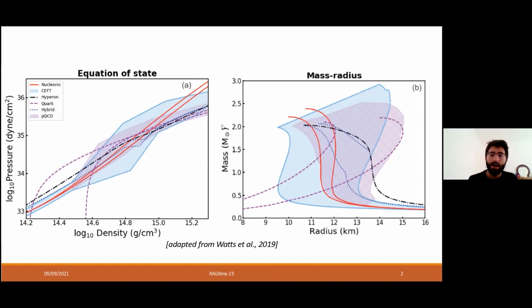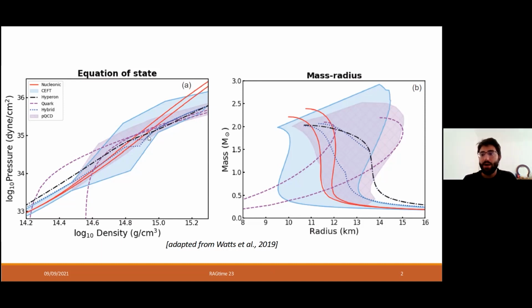relationships. If we have, I don't know, 3 or 4 measurements that are very precise of both mass and radius, we can finally say, okay, this is actually the proper equation of state to describe ultra-dense matter.